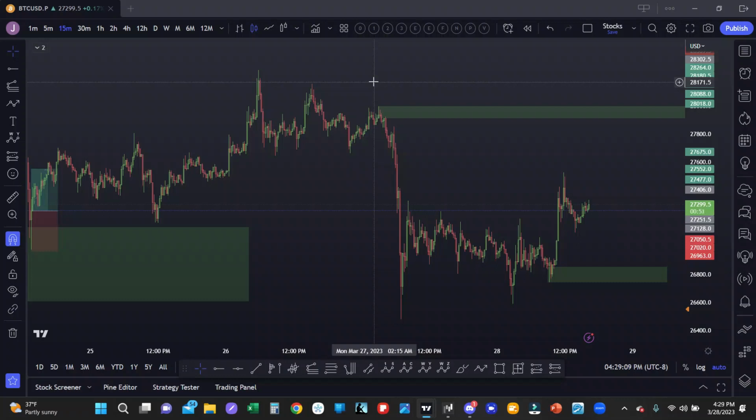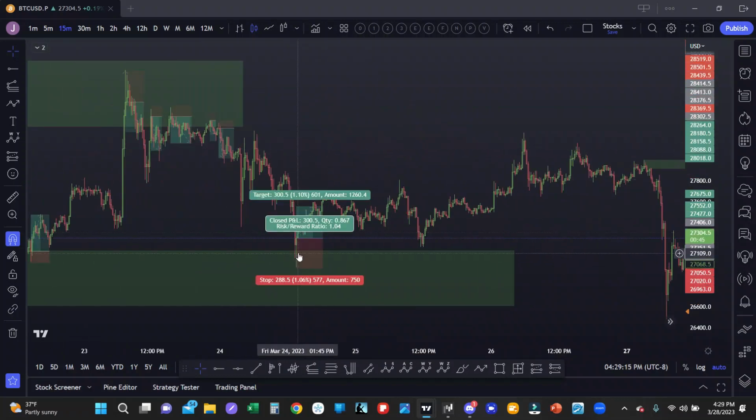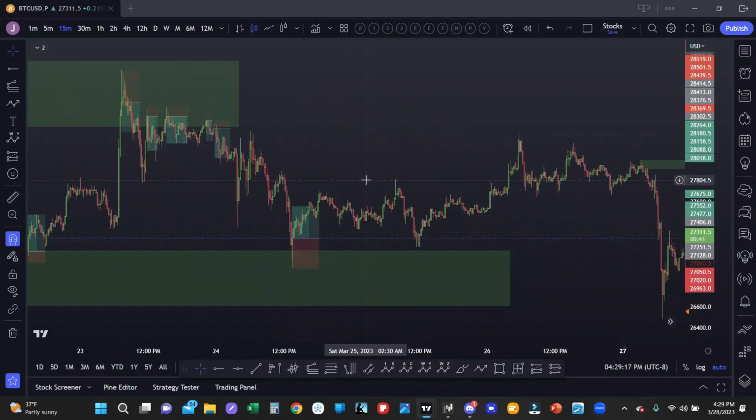You're simply marking out your zone. You go into the 15-minute time frame, and when you see the wick with the reaction, you're taking the trade for 1%. There's nothing else that needs to be explained.